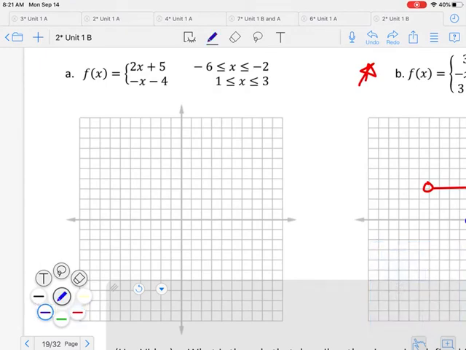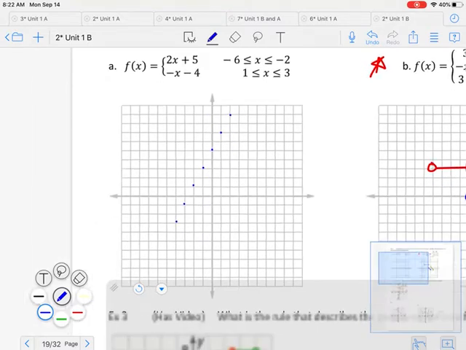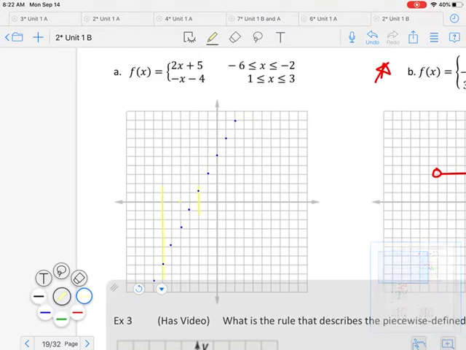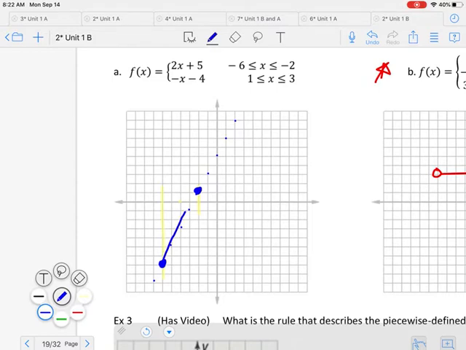2x plus 5. 1, 2, 3, 4. 5 is my y-intercept. A slope of 2 is up 2 to the right 1, or down 2 to the left 1. And it's in between -6 and -2, so I'm going to keep going a little bit. -2, 4, and -6. And we have a closed circle on each. There we go.